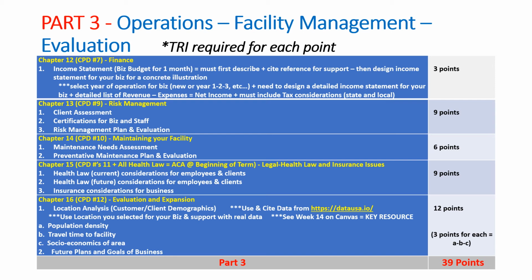This is evaluation and expansion. You want to pick a specific location for your business, and this is what I want you to talk about then. Use that site data from Data USA, or you can use other sites, but actually take that location you picked and use some real data here to support these 3 areas. Give me population density, give me travel time to your facility, and then socioeconomics of the area. Last then is future plans and goals of the business, TRI. So real simple there. Part 3 then is 39 points. That's a big part of it. But again, it gets into a lot of real important business components.